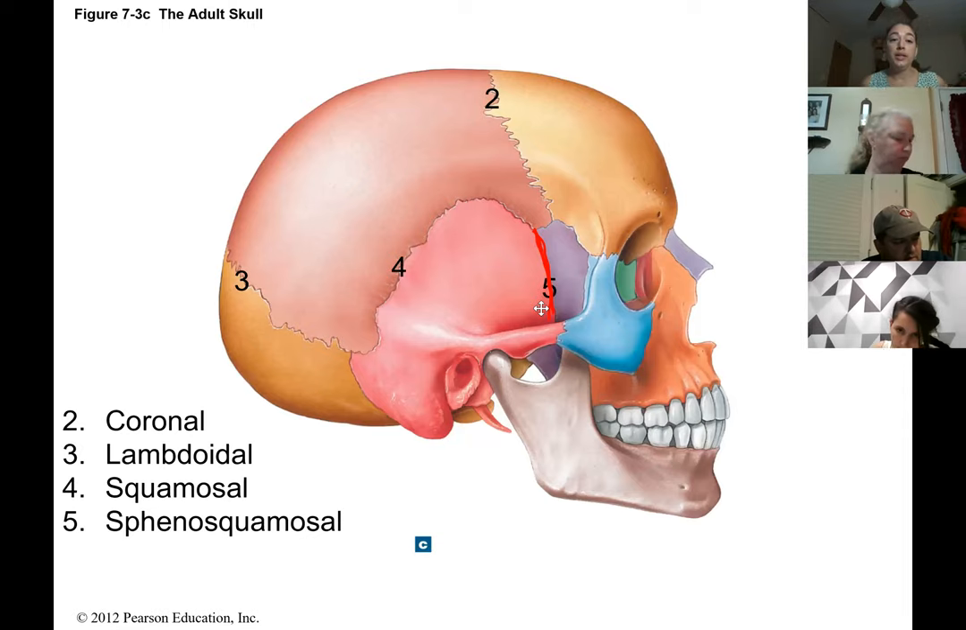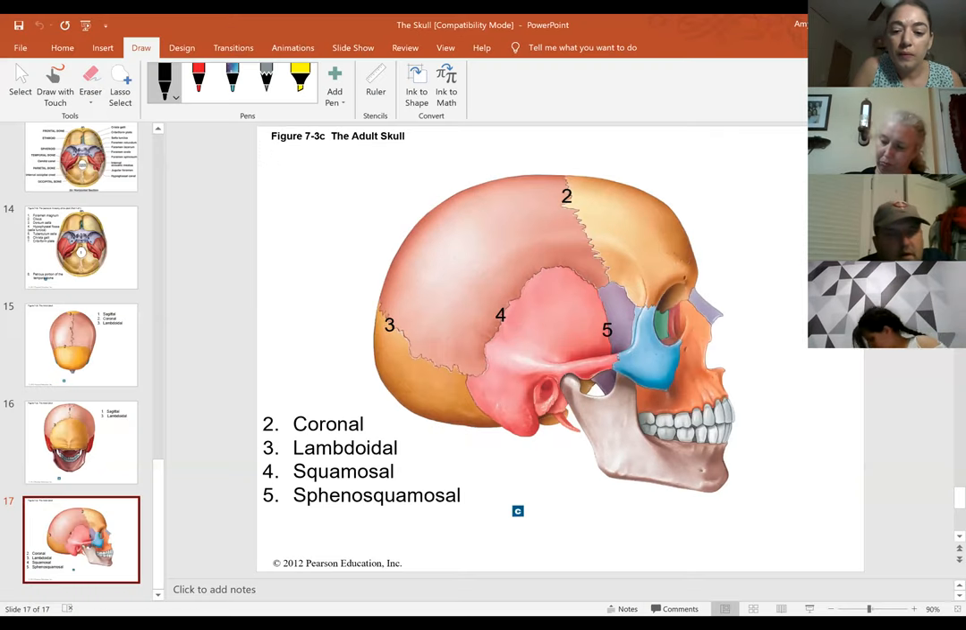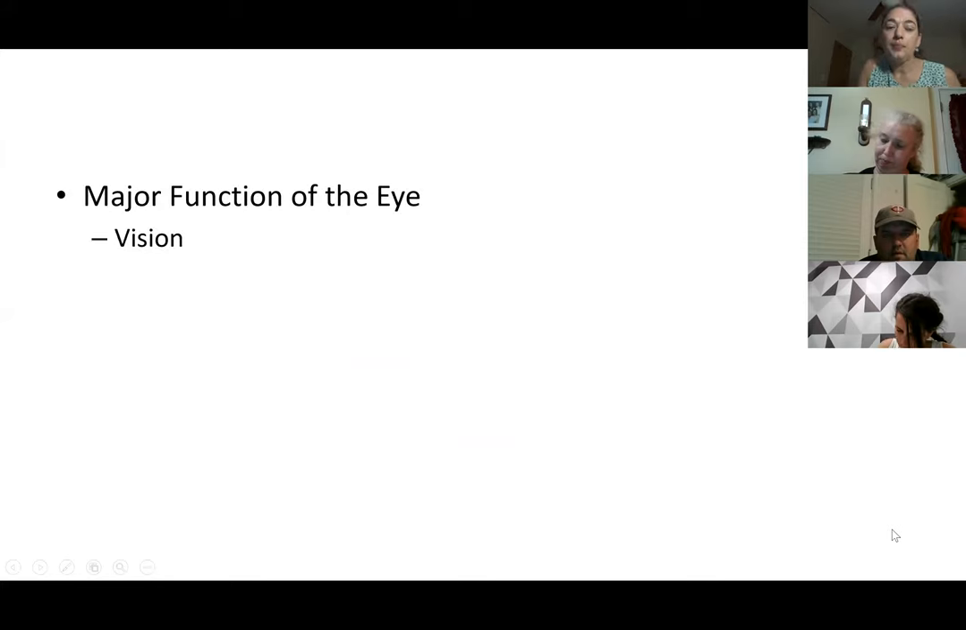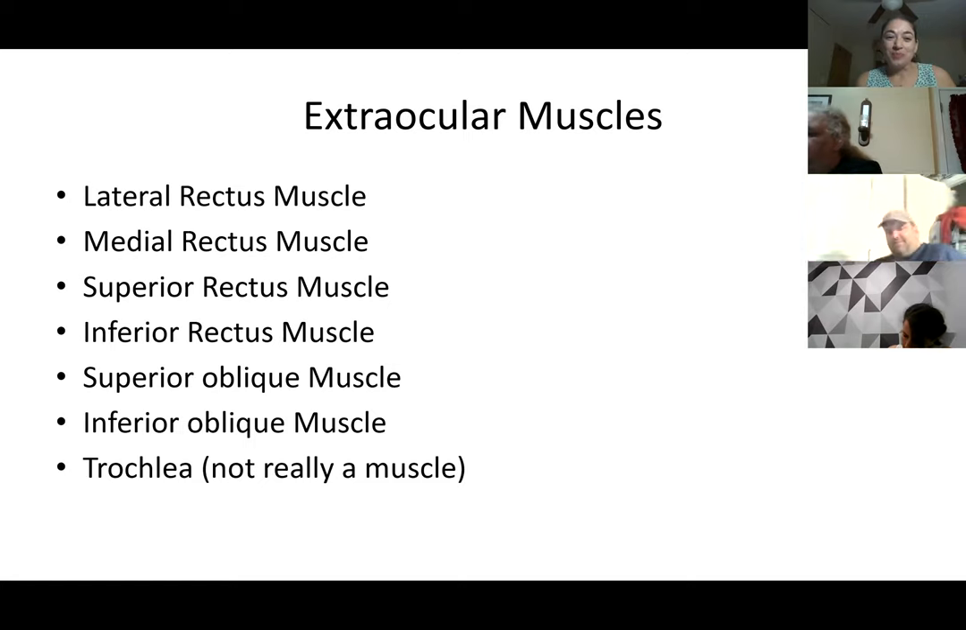Okay. I want us to get into the eyes and ears as much as we can. Okay. The eye. Major function of the eye is vision. There are 6 muscles associated with the eye and then 1 tendon. So they're all listed here. I'll show you on the next slide.